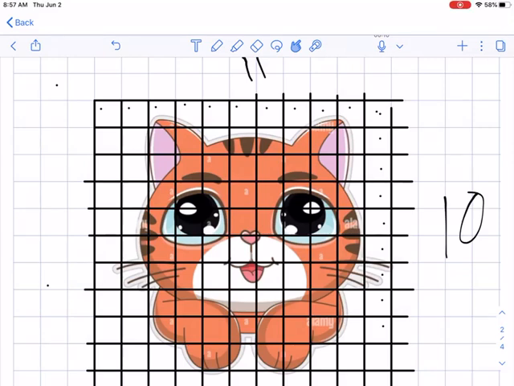Okay, so let's continue here. I know I have 11 squares across and 10 down, and I know that my graph paper has 28 across and 40 down.